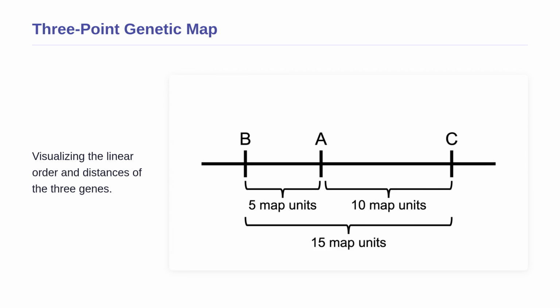Inside that segment, gene A is placed closer to B. The top brackets clearly show the 5 map unit distance between B and A, and the 10 map unit distance between A and C. This diagram perfectly illustrates the physical reality of our mathematical calculations.